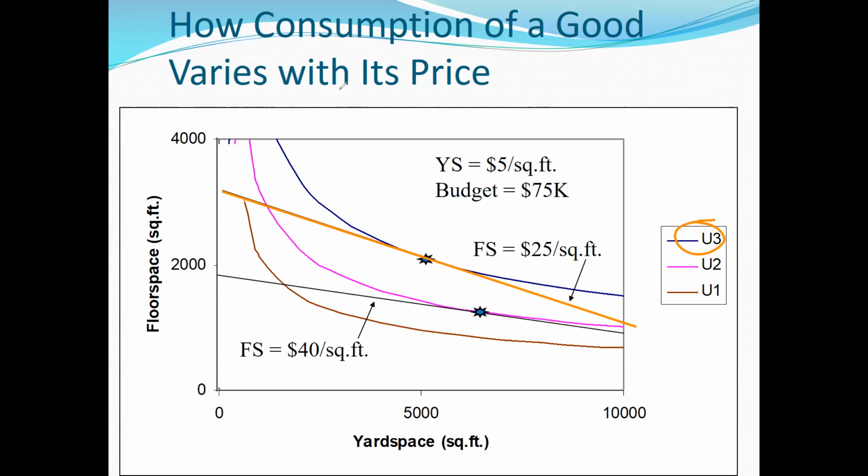Now let's say the price of floor space now becomes $40 per square feet. Your budget remains the same. The price of floor space went up, but your budget remains the same. What would happen? Your optimum path now actually won't get you U3. It can only now get you U2 because your budget line now is tangent to only this curve.